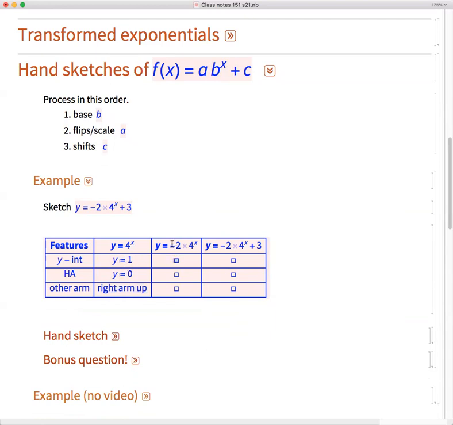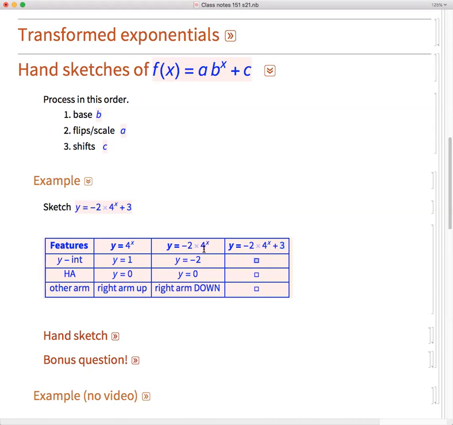Okay, now we're going to look at the effect of the a number, multiplying by -2. Well, multiplying by 2 is doing a vertical scaling, but the negative is going to be doing a vertical flip, right? So we're going to scale by 2, but we're also going to flip. That means that the new y-intercept is going to be -2. Multiplying by -2 is not going to affect the horizontal asymptote. And the fact that we're multiplying by a -2 is going to cause a flipping. So this is going to be right arm down. Okay, and then we'll deal with the c number, the shifting number.